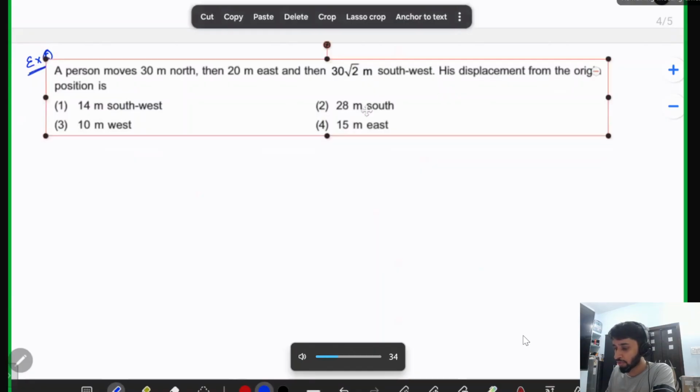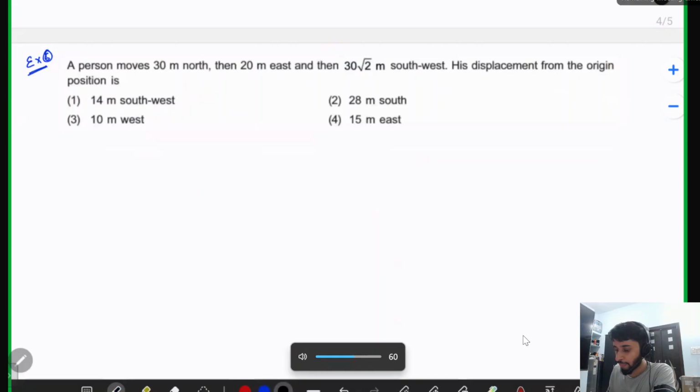Anyhow, let's do it by the first method quickly. So method one. They're saying a person moves 30-meter north.